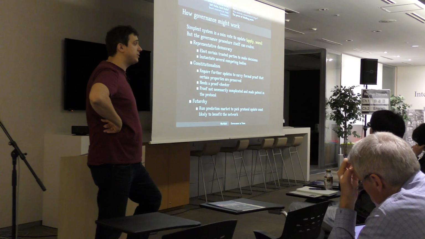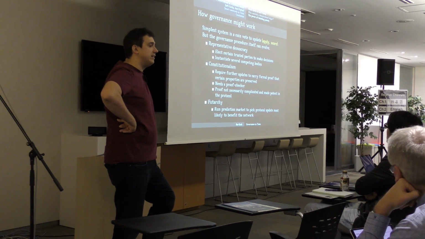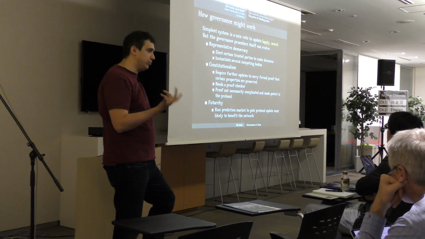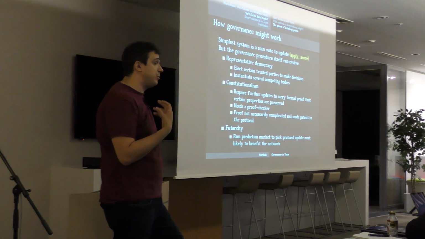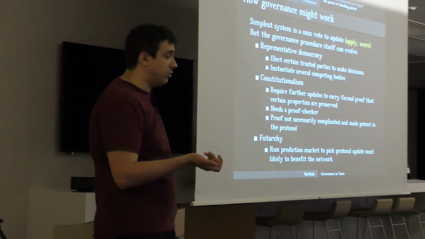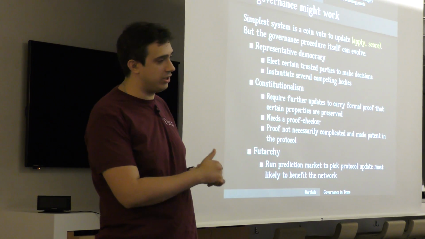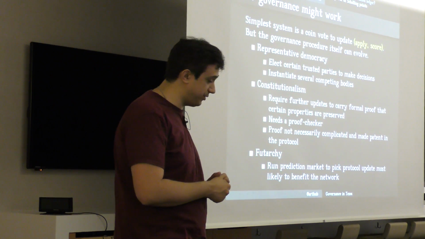And so constitutionalism can enforce that by saying, if you write an upgrade, it needs to contain a formal proof, a mathematical proof that is going to preserve certain properties. So you could preserve properties around inflation, around touching contracts, and a bunch of other things.